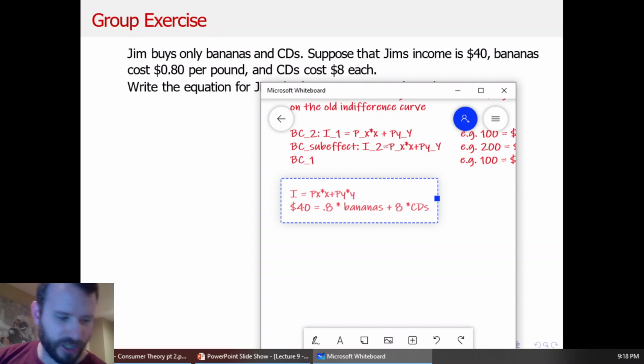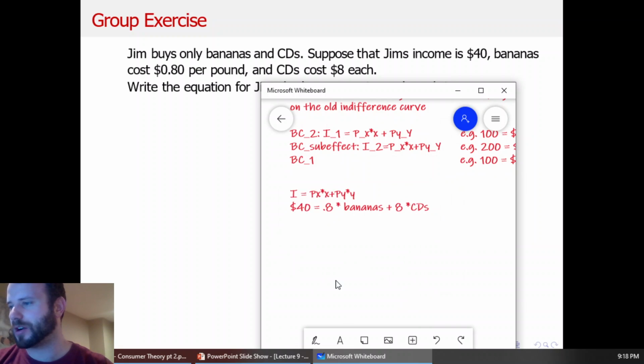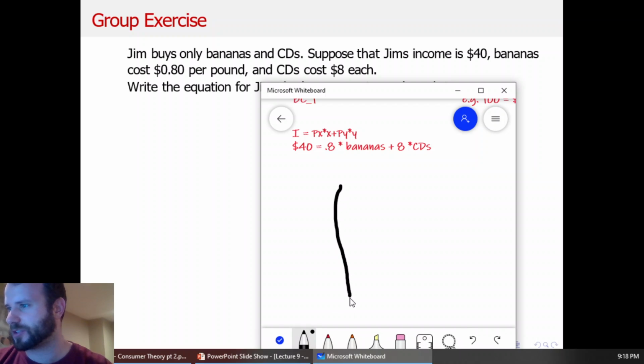All right, so that's your budget constraint. Let's graph it. So what's on the y-axis? Doesn't really matter, but let's put one of the goods on the y-axis, and let's just randomly say that it's going to be, oh, gross. Let's say it's going to be CDs. Okay.